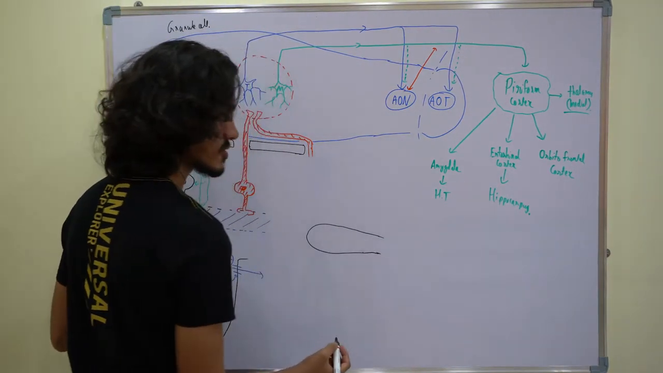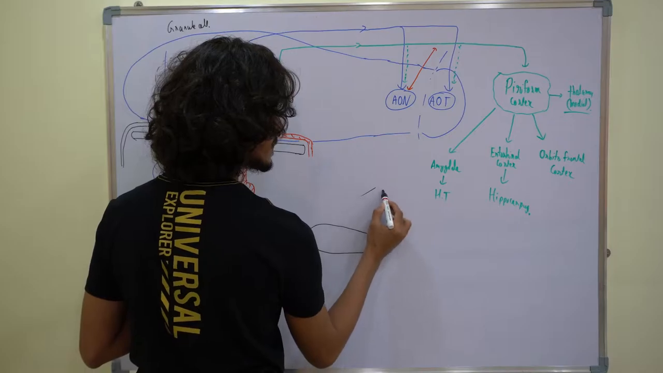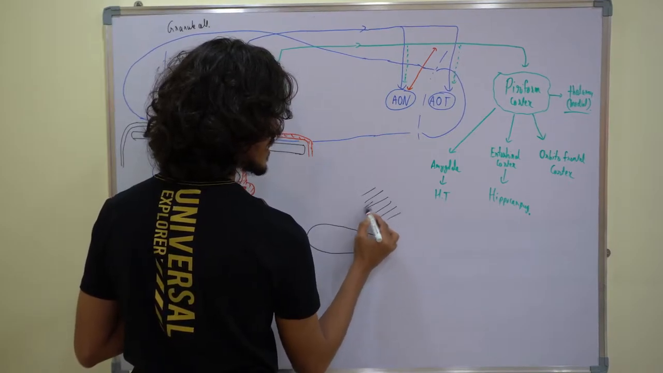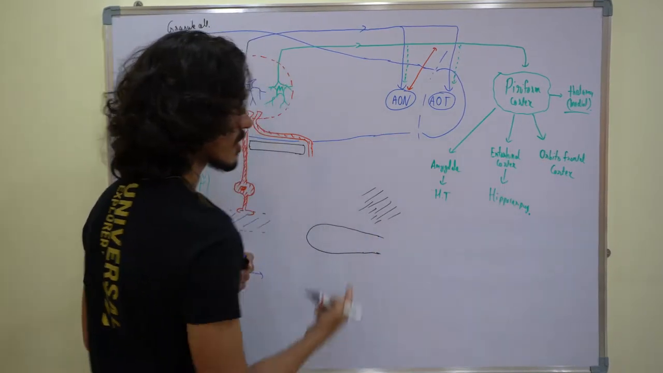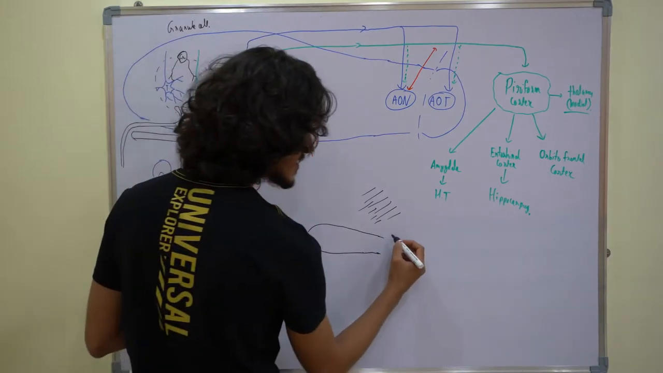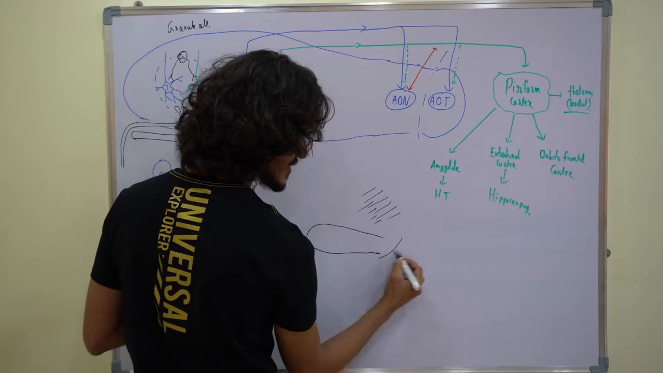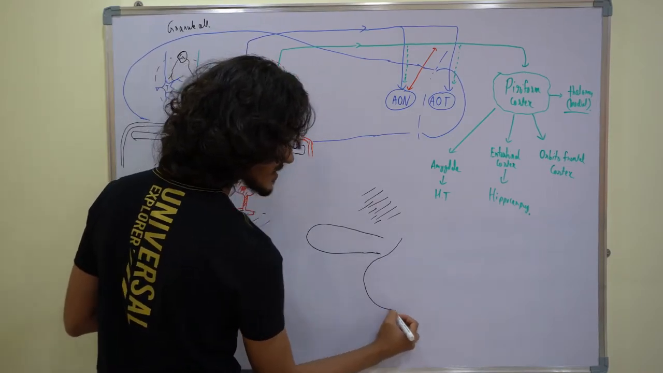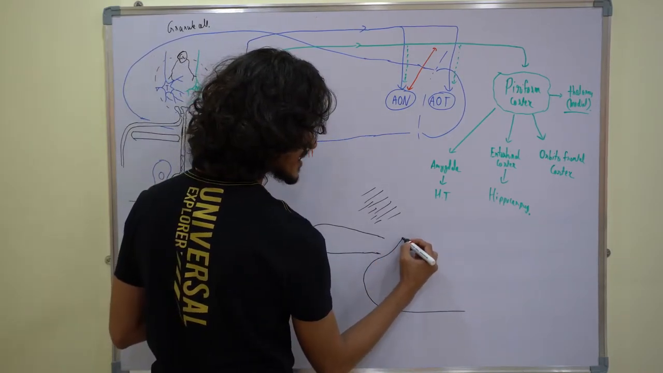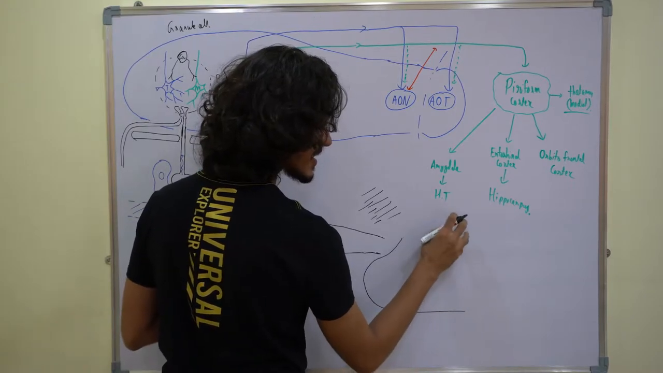This is the olfactory tubercle. Here we have the frontal lobe, so parts of the orbitofrontal cortex are there. And over here, this ends and your temporal lobe starts. Let's make this the uncus part like this.